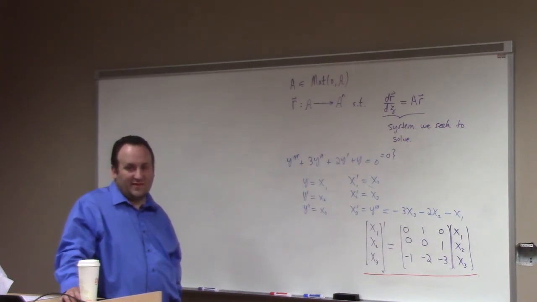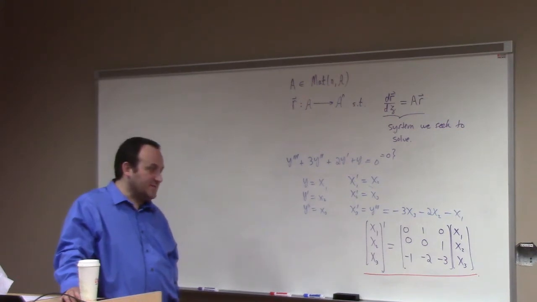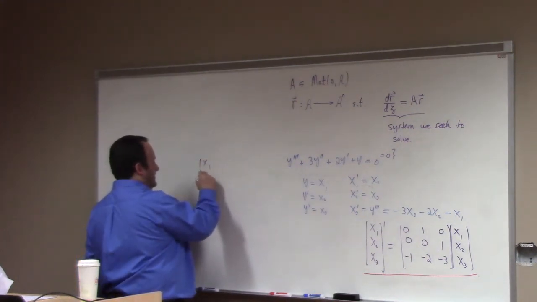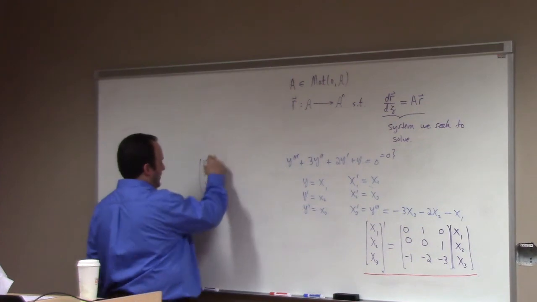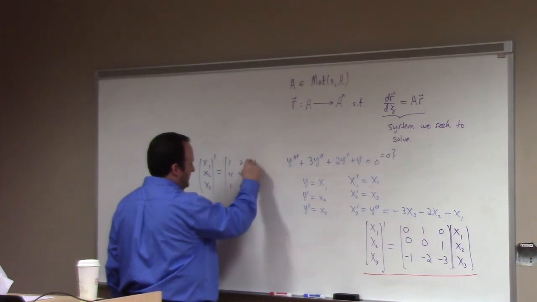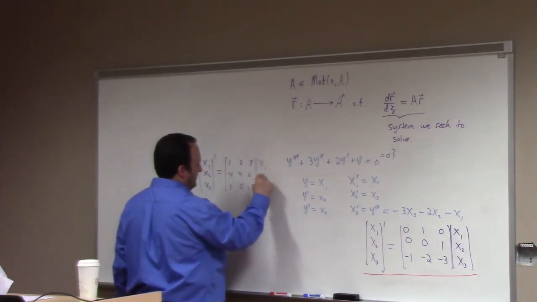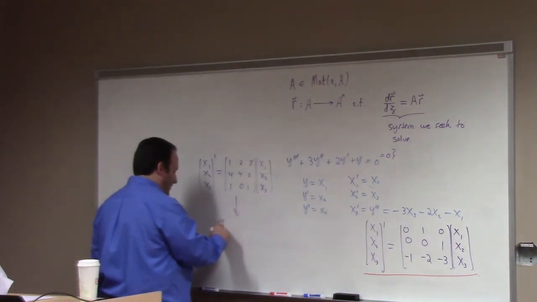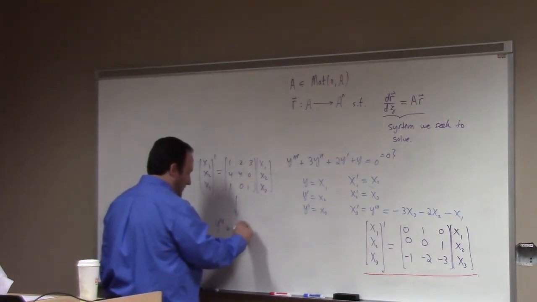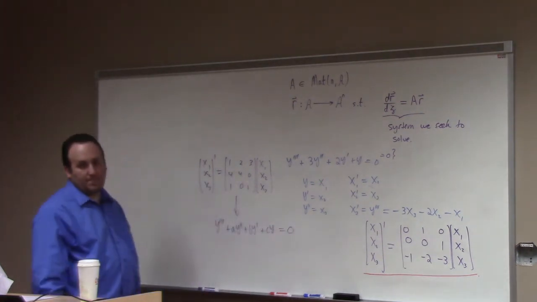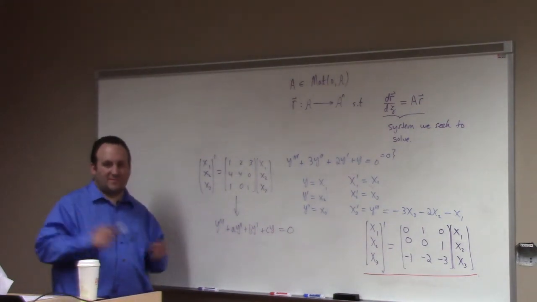But I think there's a critical failing to this idea, which is that it's not possible to take an arbitrary system. I mean, just to be more explicit: x1, x2, x3 prime equals the matrix with rows 1, 2, 3; 4, 4, 0; 1, 0, 1, times x1, x2, x3. Okay, now rewrite this in the form y triple prime plus a y double prime plus b y prime plus c y equals 0 for appropriate choices of a, b, and c. Is it possible?